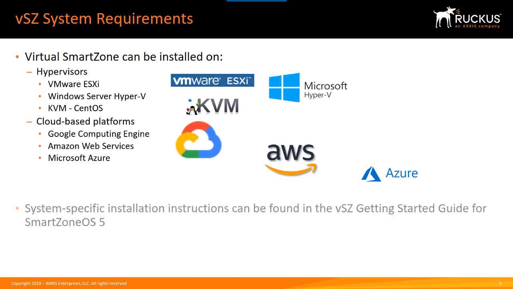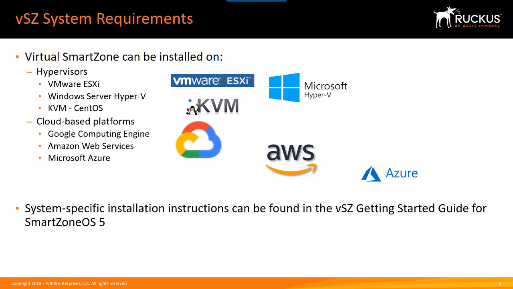Each of these platforms has some specific requirements that must be met for proper operation, so be sure to review the Virtual SmartZone Getting Started Guide for Release 5 before installing, as there are several variables to factor in, including, but not limited to, the number of virtual CPUs, memory, and hard disk space. And keep in mind that these factors are based on the number of deployed devices that will be managed by the SmartZone network controller.